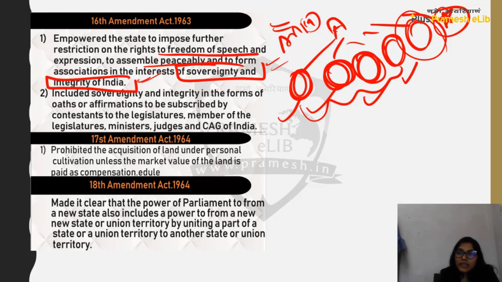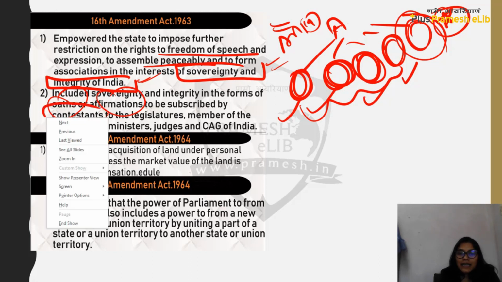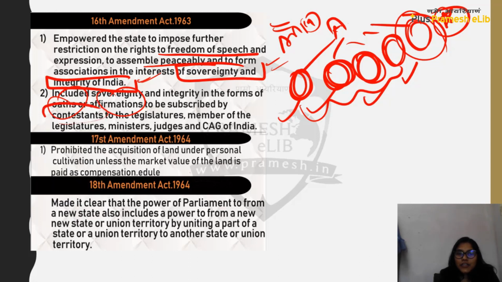Okay, and it also included the sovereignty and integrity in the form of oaths and affirmations to be subscribed by the contestants to the legislature. Mind the word contestants. That means you are standing for the elections of legislature. So in that also, you have to take an oath or an affirmation. So in those oaths and affirmations, these words of sovereignty and integrity were introduced. And this was also introduced in the case you're taking an oath and affirmation for being a member of legislature, for being a minister, for becoming a judge, or becoming a CAG of India. CAG means Comptroller and Auditor General of India.